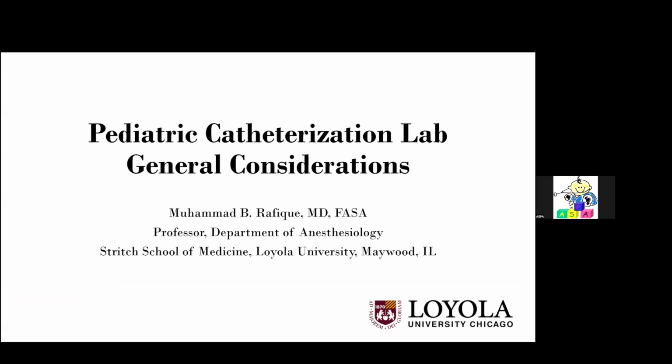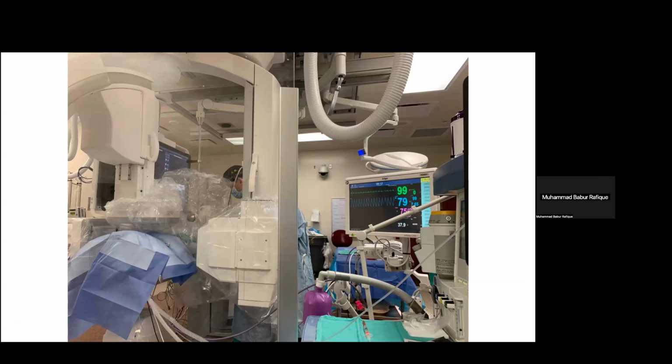Hi, good morning, everybody. As you know, I will be talking about general considerations in the pediatric catheterization lab. As everybody is aware, the pediatric catheterization lab is a very complex environment. You are in a place where you are away from the operating room. There are several moving parts which are related to the X-ray equipment, and then somewhere in the corner you will have your own anesthesia equipment, and the people who are helping you are around you.